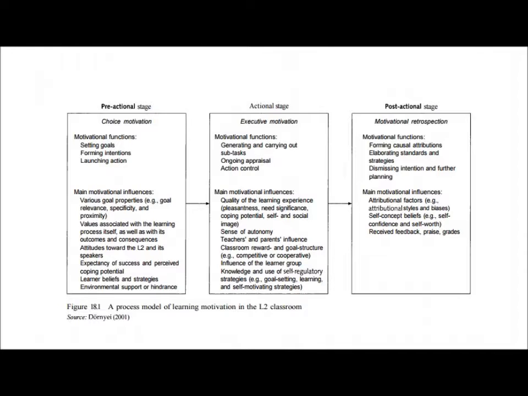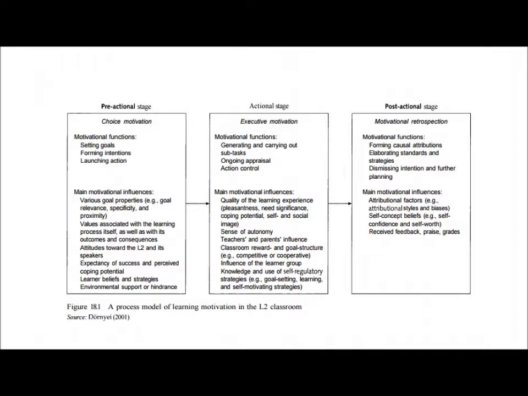The second one is the actional stage, or executive motivation, where the motivational functions are generating and carrying out subtasks, ongoing appraisal, and action control. The main motivational influences are quality of learning experience, sense of autonomy, teachers' and parents' influence, classroom reward and goal structure, influence of the learning group, and finally, the knowledge and use of self-regulatory strategies.